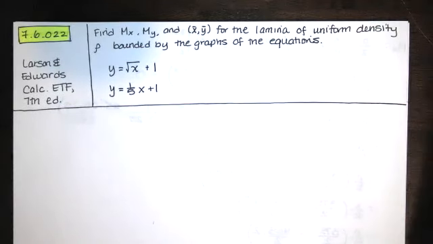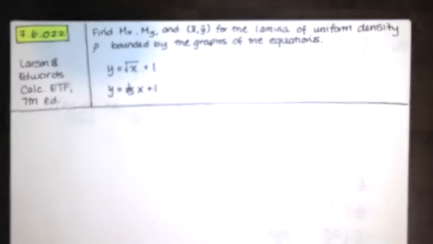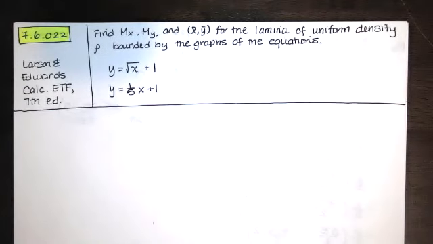In this video, we solve problem 7.6.022 from the Larson and Edwards Calculus Early Transcendental Functions text, 7th edition. We're asked to find the moments about the x-axis, the y-axis, and then the center of mass, x bar, y bar, for the lamina of uniform density rho bounded by the graphs of the equations.